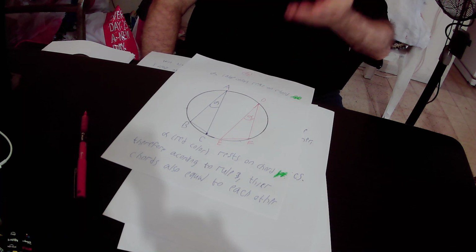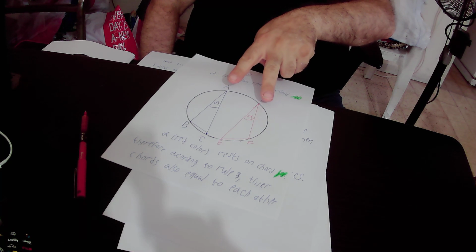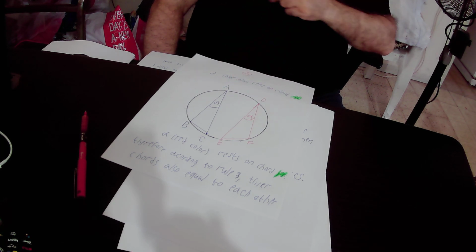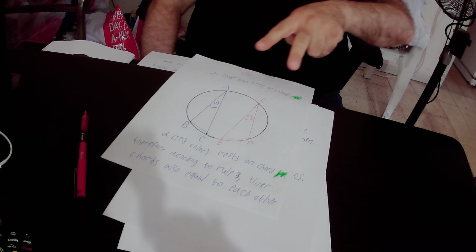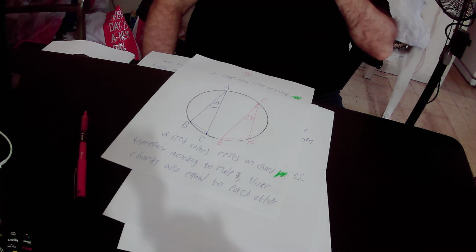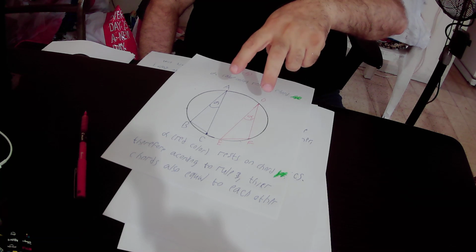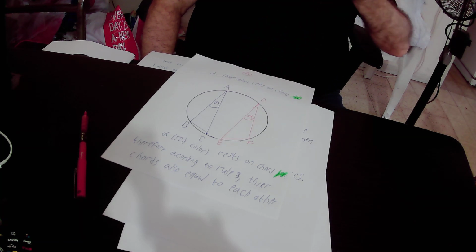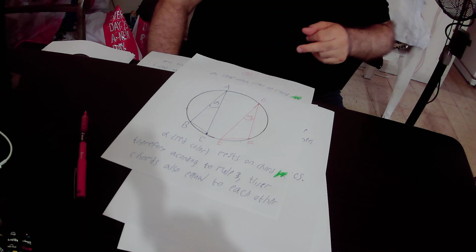And according to rule number 3, because both those angles are equal to each other, they also rest on equal chords. That is to say, BC equals EF. Because those two angles are equal to each other, they also have equal chords.